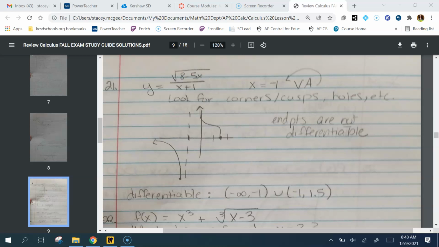So on this one, it has an endpoint and a vertical asymptote. That's the endpoint right there. This is what it looks like if you graph it. You wouldn't include that, right? So it's a parenthesis and not a bracket. That would be a discontinuity. It's not differentiable.